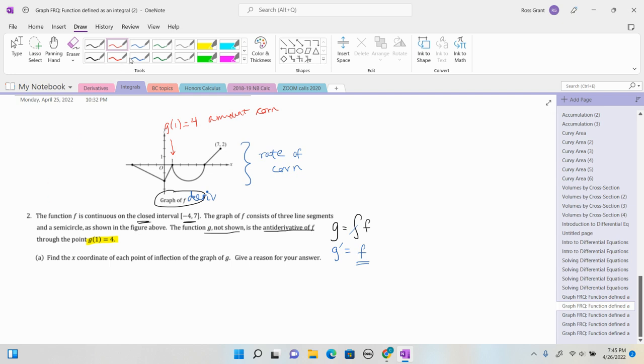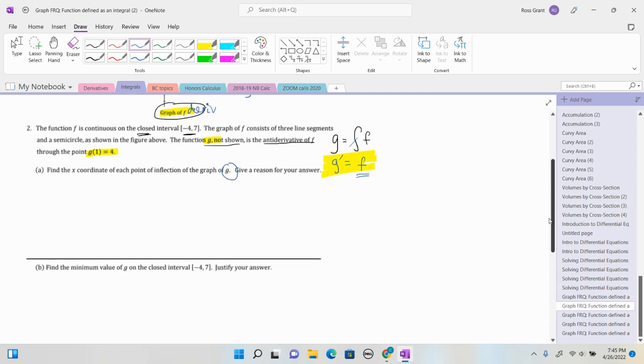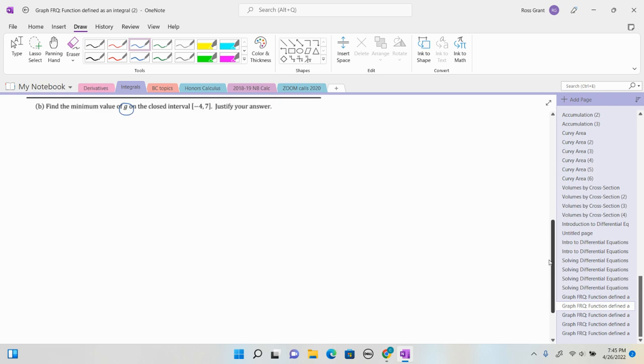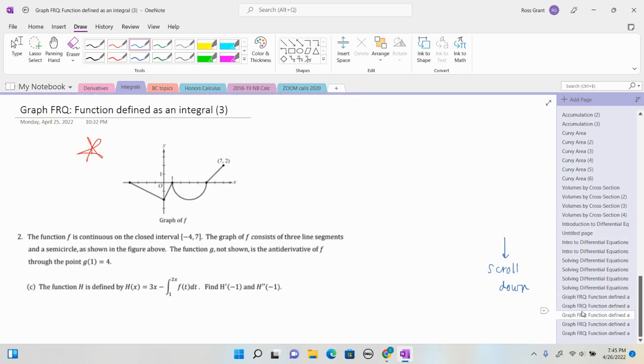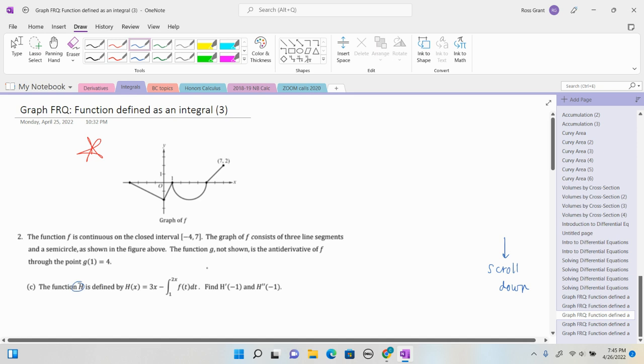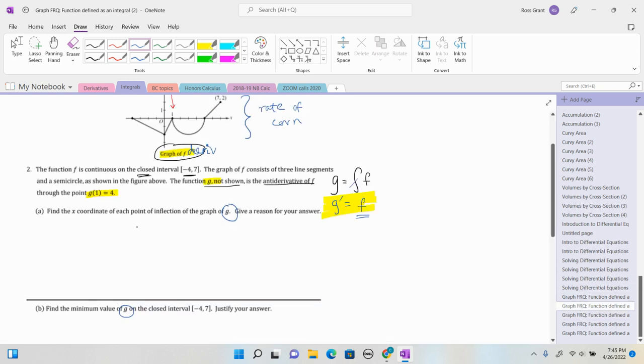If you don't think about it the right way, then unfortunately your whole problem will be answered incorrectly. So just saying this right here will often earn you a point on the exam, making that connection between what is given and how it relates to the information they tell you about g. Because everything that is asked in this question is about g. We want points of inflection of g. We want the minimum value of g. And, oh, there's another part on the next slide, where we're actually going to have another function, h. Okay, anyway, let's answer this question.